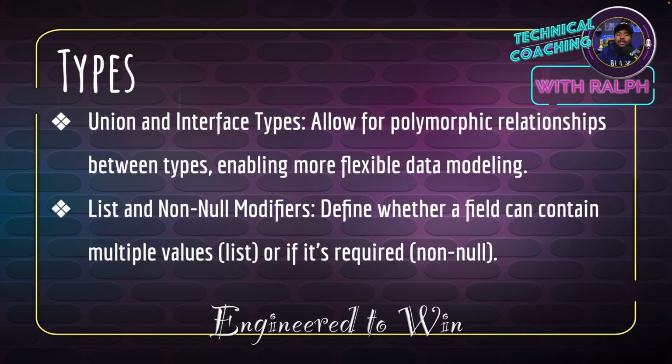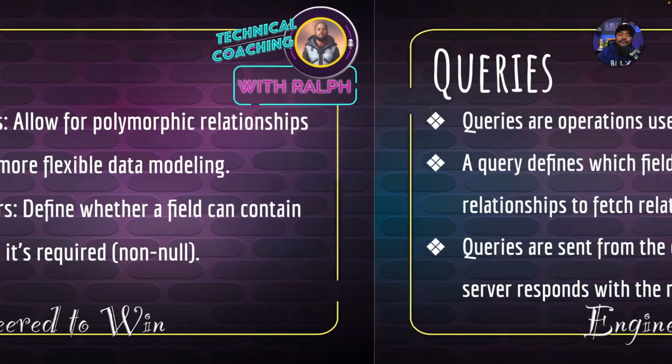So in addition to more types, we have union and interface types, which allow for polymorphic relationships between types, enabling more flexible data modeling. List and non-null modifiers define whether a field can contain multiple values, a list, or if it's required, not null. So like you can't have a missing field or something like that.